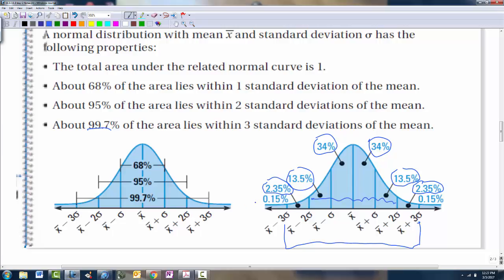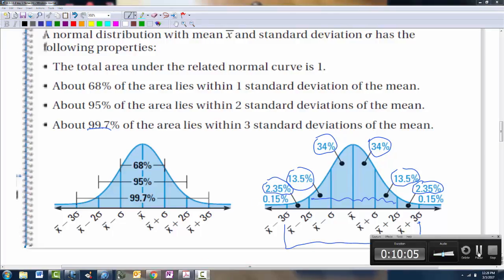So we got to mark these on anytime you see normal distribution. This is what holds true. It's more than just symmetric. These percentages are true. All right? And that's what we're going to need to focus on.